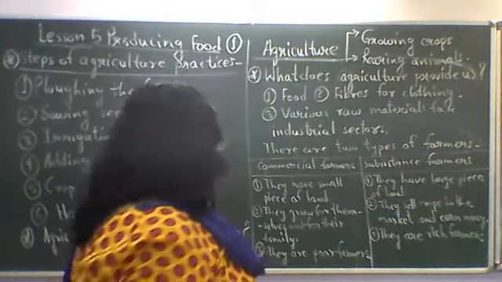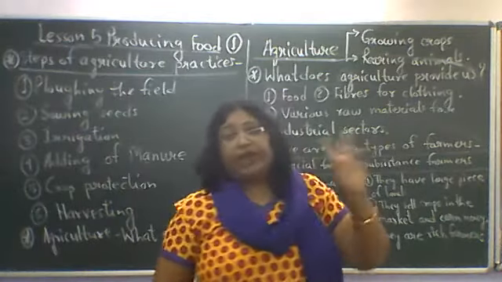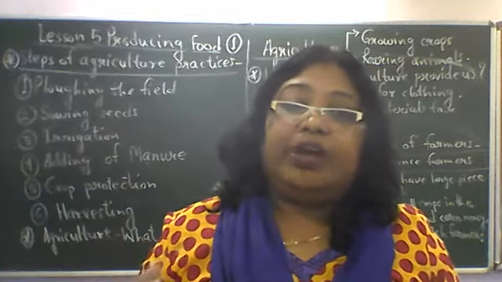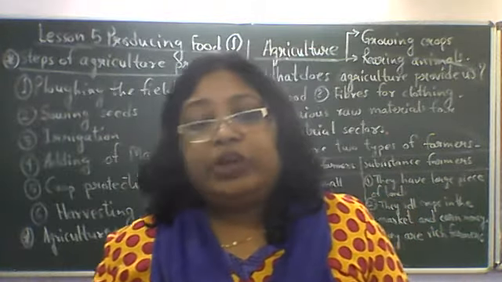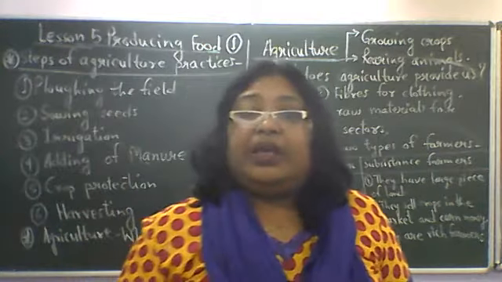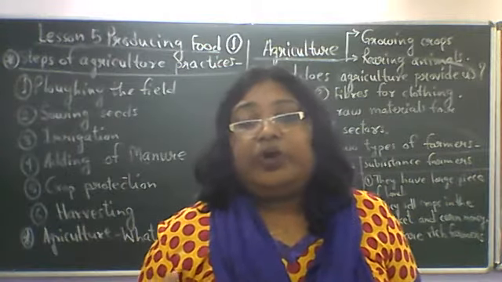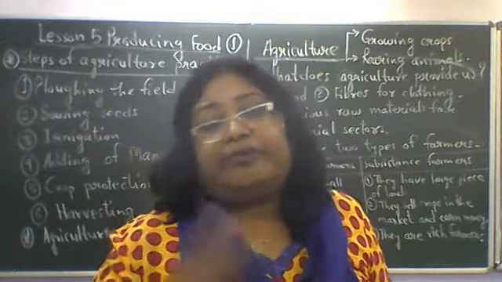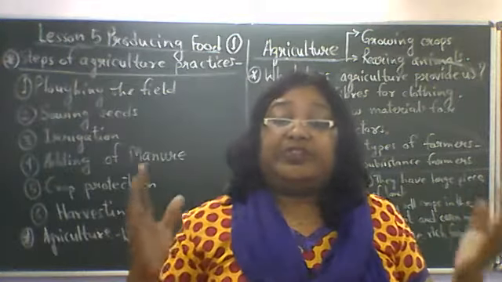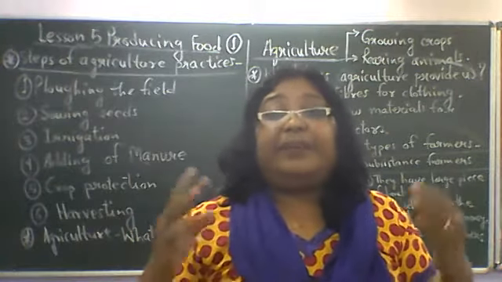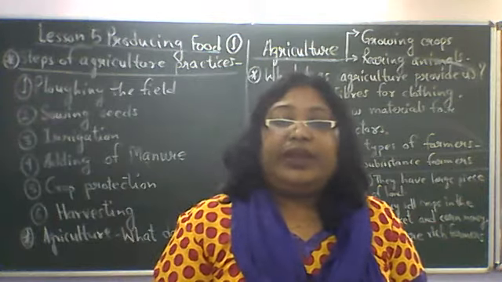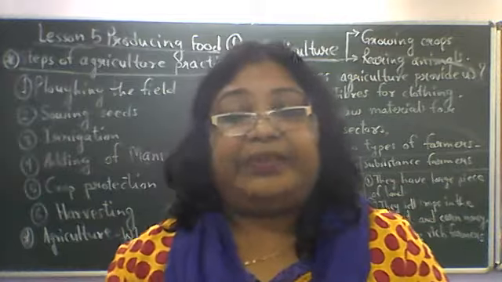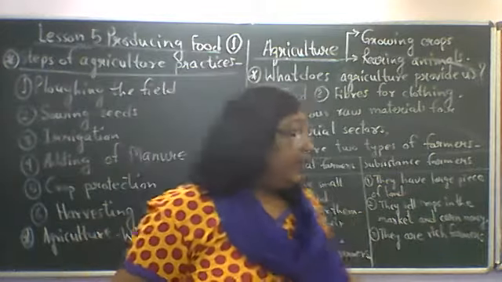So children, there are two types of farmers. When you are learning about growing crops and agriculture, who is doing all this? The farmer. So children, you must know how many types of farmers there are. There are two main types of farmer. First is known as the commercial farmer and second is the subsistence farmer. Let us see who are commercial farmers and who are subsistence farmers. I am going to explain.